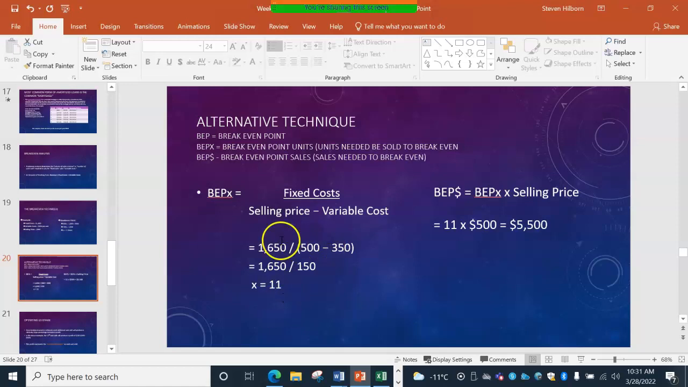So this one right here, it's 1650 fixed cost divided by 500 minus 350. Same thing we did before, which leaves you with 1650 divided by 150, which is 11. Or over here, it's BEP X, the break-even point in units, times the selling price. 11 times 500 is $5,500. So we either need to sell 11 mattresses or $5,500 worth of mattresses.